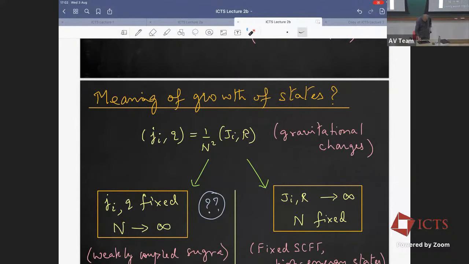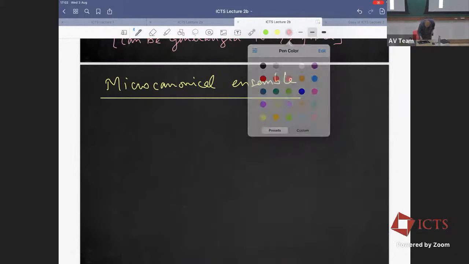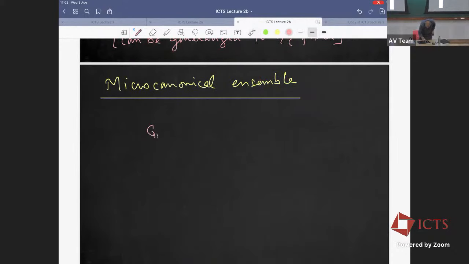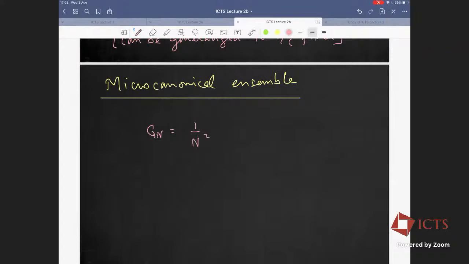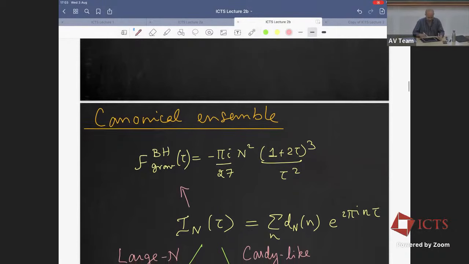So the answer is as follows. N is 1 over G Newton. That's how it's related. That was what I discussed yesterday. G Newton is 1 over n squared. Sorry, not n. And the answer to the first question is what we were just discussing. The other people also asked the same question. The answer is that what I plot is the entropy formula, and miraculously it agrees very well even for small n. So that's a good comment.